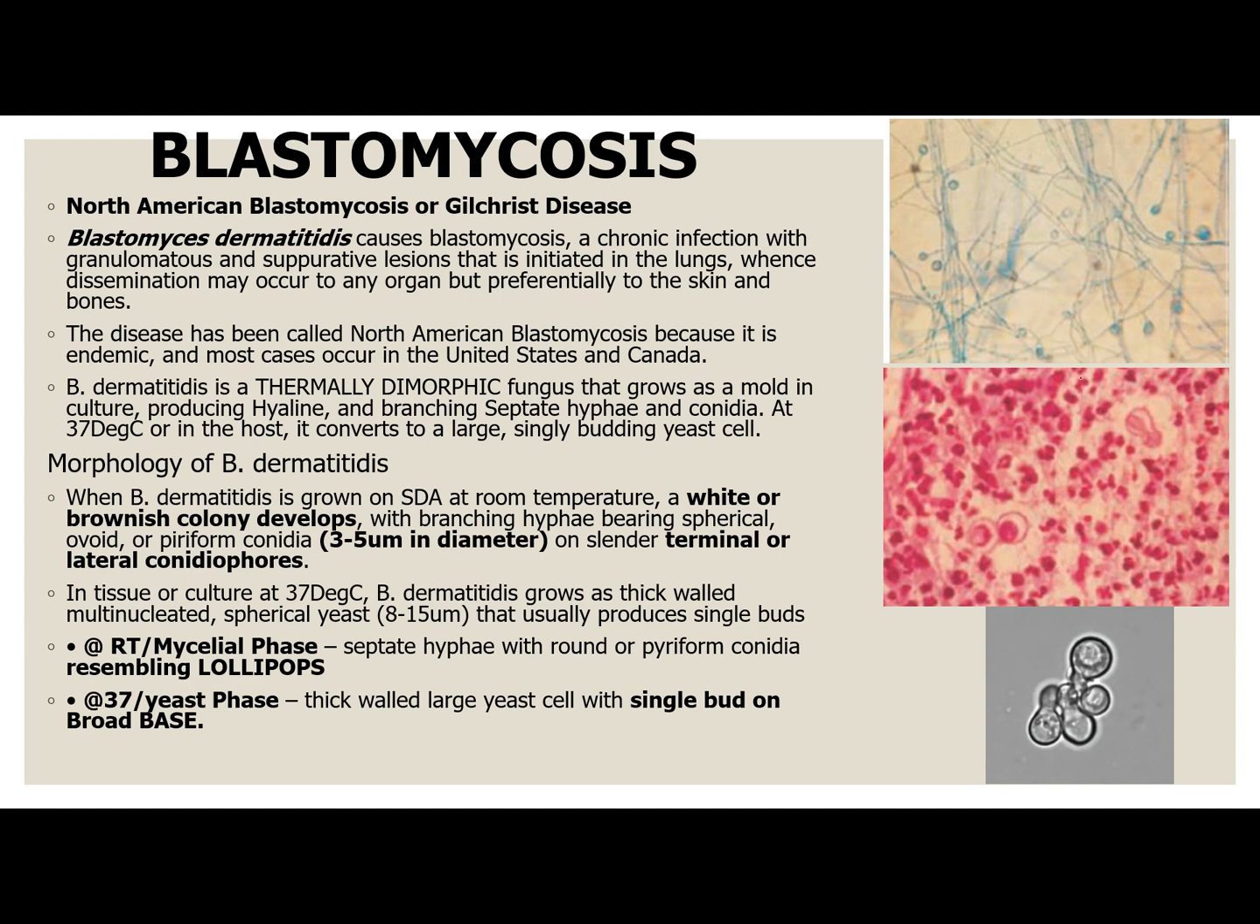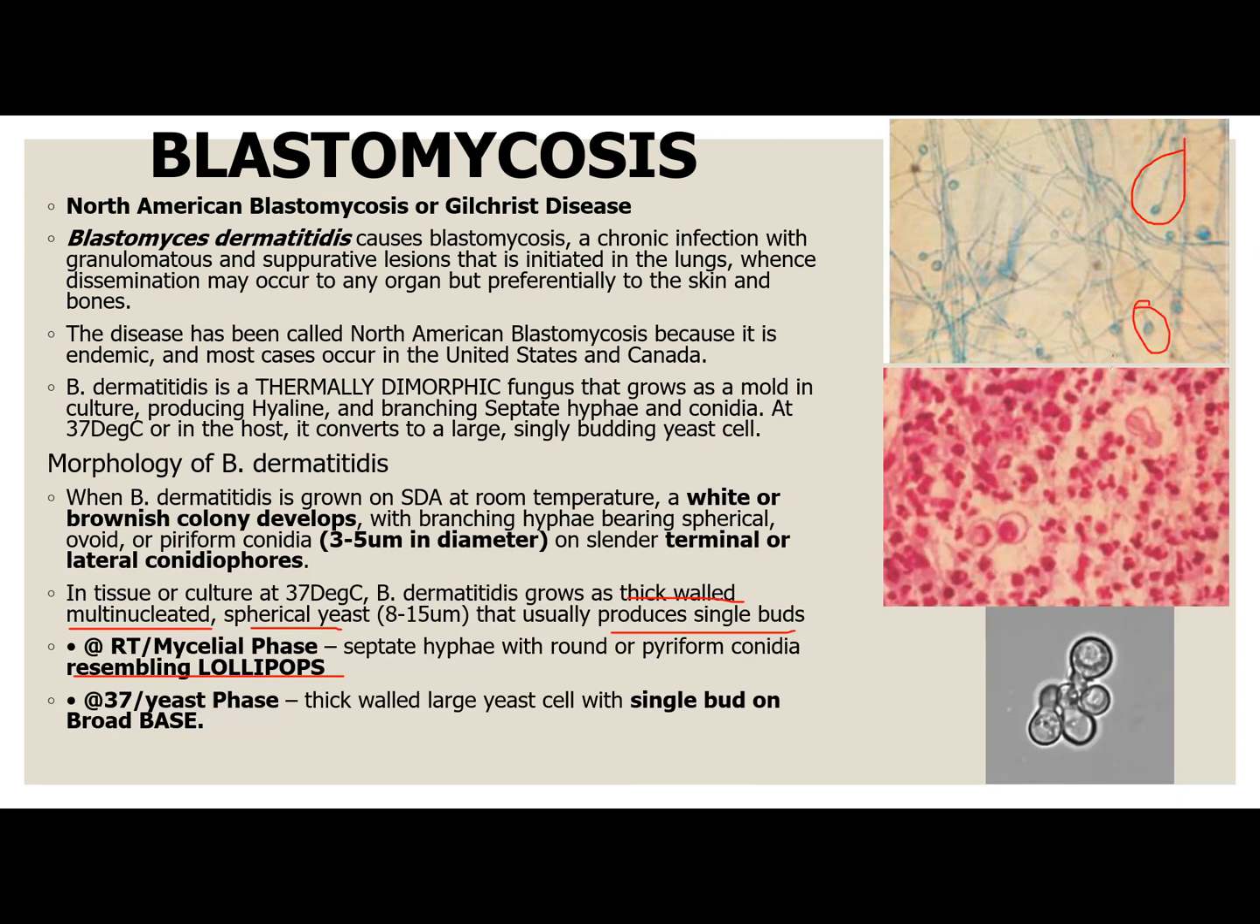But if you grow it on tissue or in culture at 37 degrees centigrade, please take note, class, that they would grow as thick-walled, multinucleated, spherical yeast cells that would usually produce single buds. So to simplify, class, at room temp or the mycelial phase, they would form septate hyphae with round or pyriform conidia that would resemble lollipops. So take a look at the picture, class. So this is their mold form.